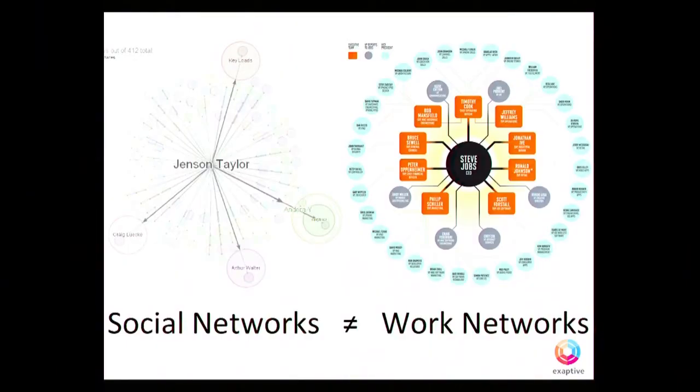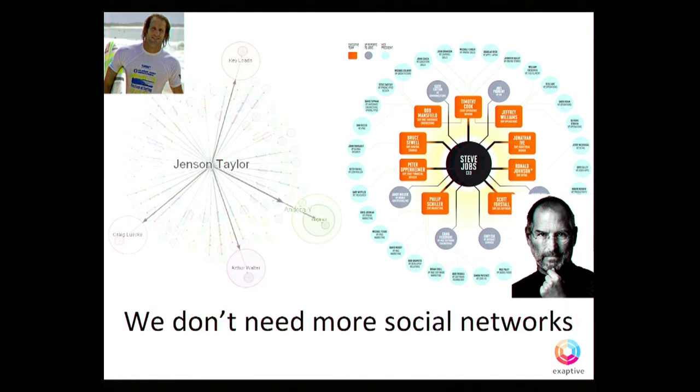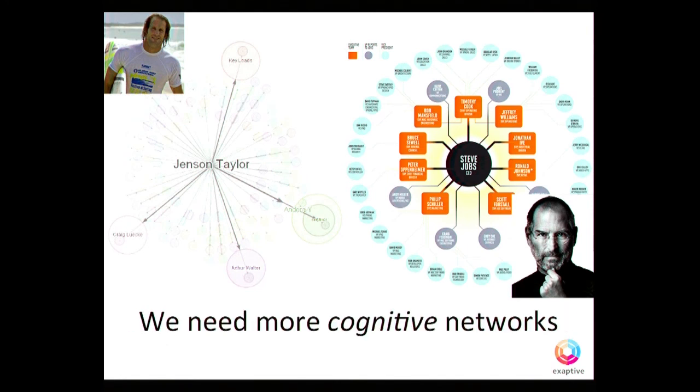And what I realized is that we need to become more nuanced in the way we talk about this. Whenever we bring people together in these networks, we tend to call them social networks. But I would say that social networks are not the same as work networks, that people do not listen to hunky surfer Jensen Taylor on Google+ for the same reason that they listen to Steve Jobs. And actually we don't need more social networks. What we need are cognitive networks. And this goes back to something that Elaine has talked about and Dr. Barabasi talked about, which is communities versus networks.